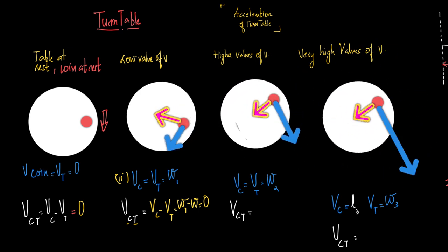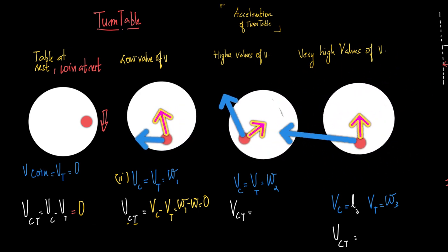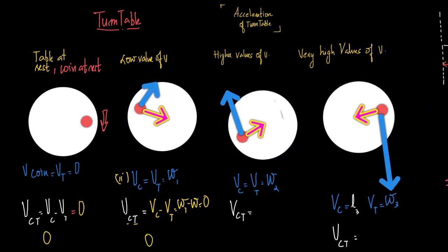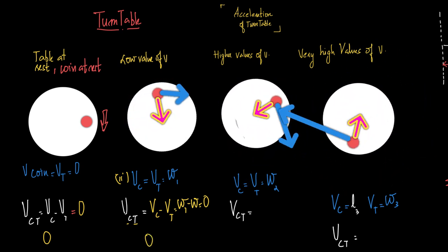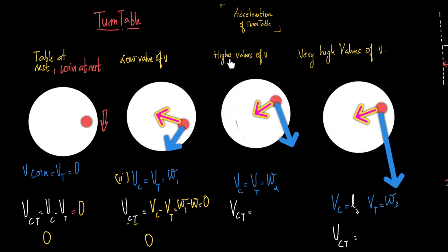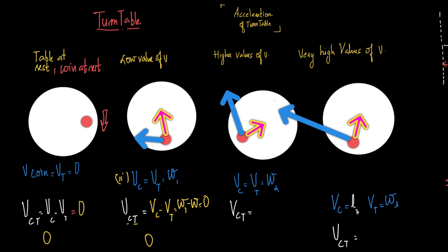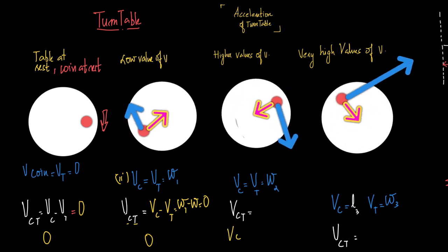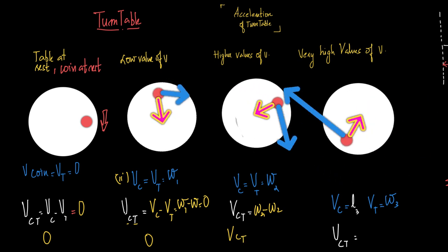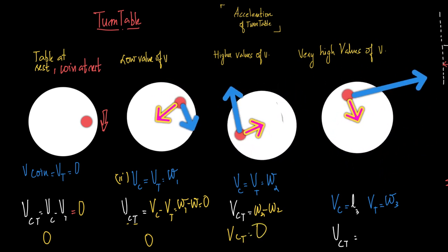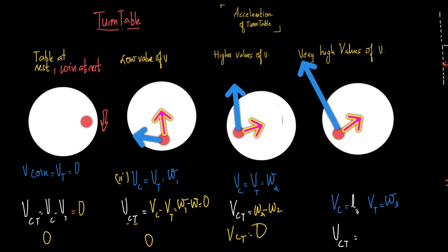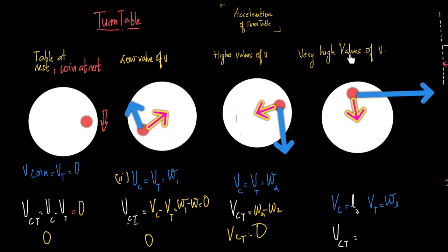So the relative velocity in both these cases, what is it? It is equal to 0. Let us see the third case. What happens in the third case? Velocity of coin is equal to velocity of table is equal to some other value omega 2. We're talking about higher values of v. And what is the relative velocity here now? This will be equal to omega 2 minus omega 2. Therefore, velocity of coin with respect to table again remains 0 here, right?